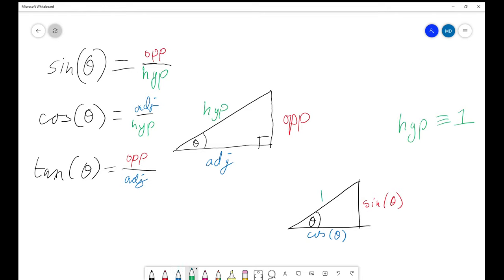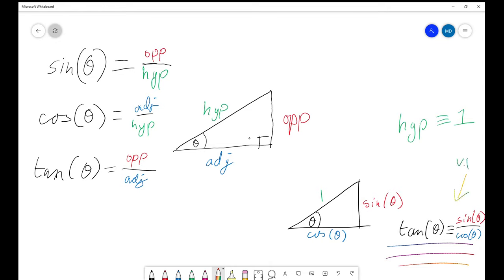We also get an interesting fact: if we define the triangle like this, tangent is the opposite over the adjacent, so tan of theta, rather than being opposite over adjacent, becomes sine of theta divided by cosine of theta. And this here is a very important rule. In fact, it turns out that it remains true even when you haven't got a hypotenuse of 1. So this here is very important.